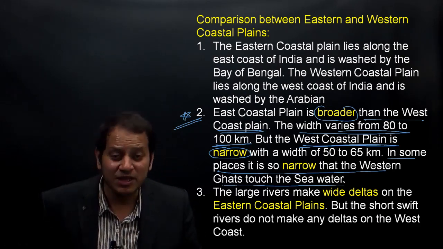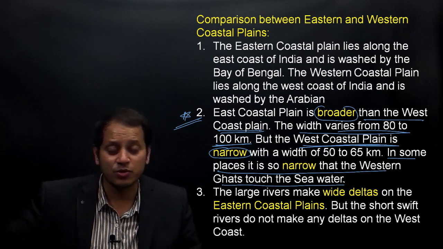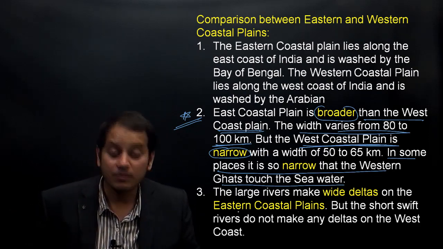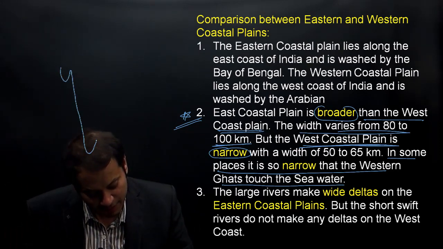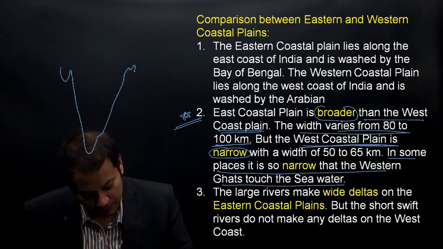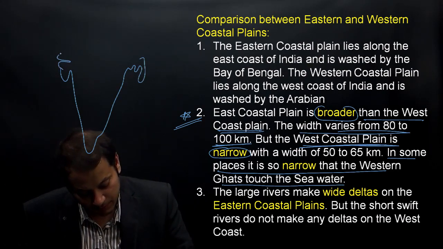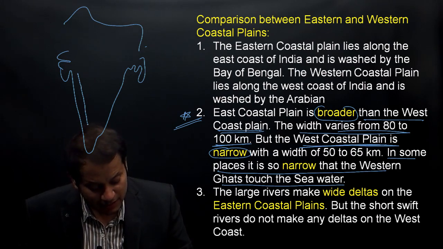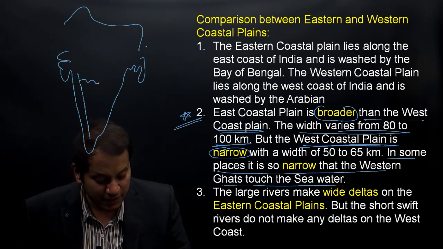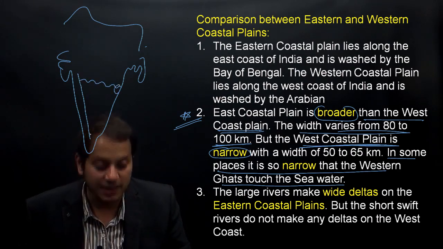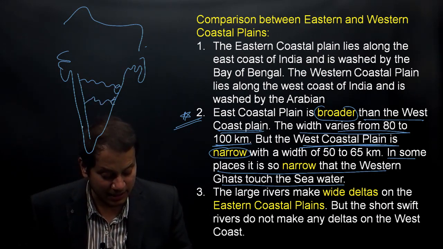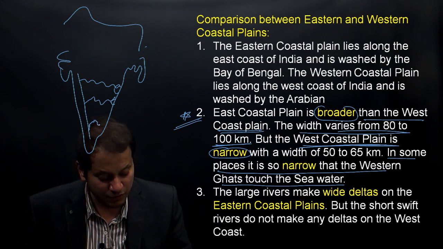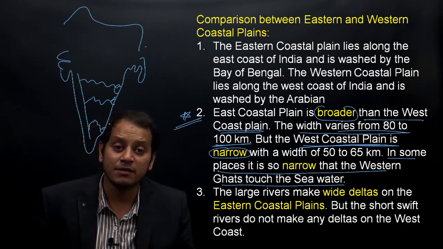But remember, east coastal plains are broad while the west coastal plains are narrow. Now, if I try to show you here in the map of India, from the Western Ghat region, we have river Godavari which flows and makes a delta here. We have river Krishna which flows, makes a delta here. We have Kaveri which flows and makes a delta here in the eastern part.